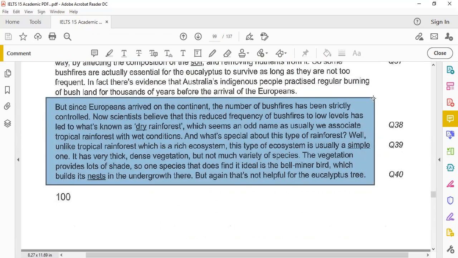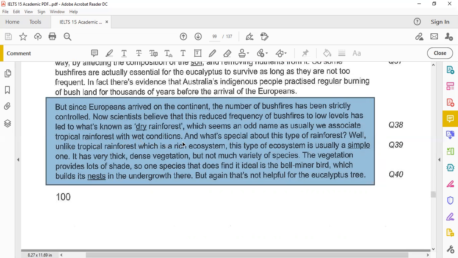But since the Europeans arrived on the continent, the number of bushfires has been strictly controlled. Now, scientists believe that this reduced frequency of bushfires to low levels has led to what's known as dry rainforest, which is an odd name, as usually we associate tropical rainforest with bad conditions. And what is special about this type of rainforest?